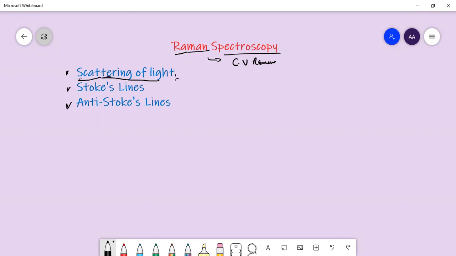When any radiation interacts with some particles, the light can be scattered after striking those particles. For example, we have a particle. This particle can be an electron, it can be an atom, or it can be a molecule.